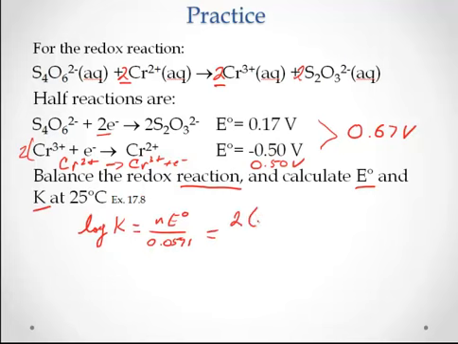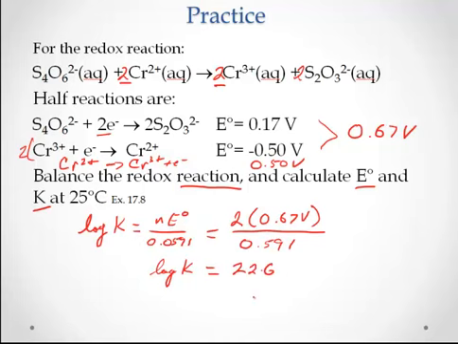The voltage is 0.67 volts, divided by 0.0591, and when we work that out, we get the log of K equals 22.6. All right. Now I've got to get rid of this log sign, and as you know, the opposite of log is 10 to the x. So when I take 10 to the x and I put 22.6 there, I get a value for K equal to 4.0 times 10 to the 22nd.